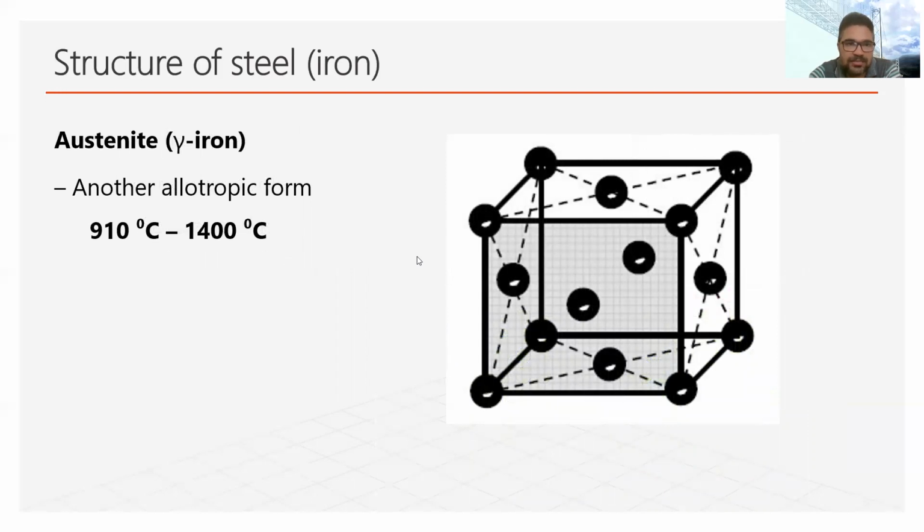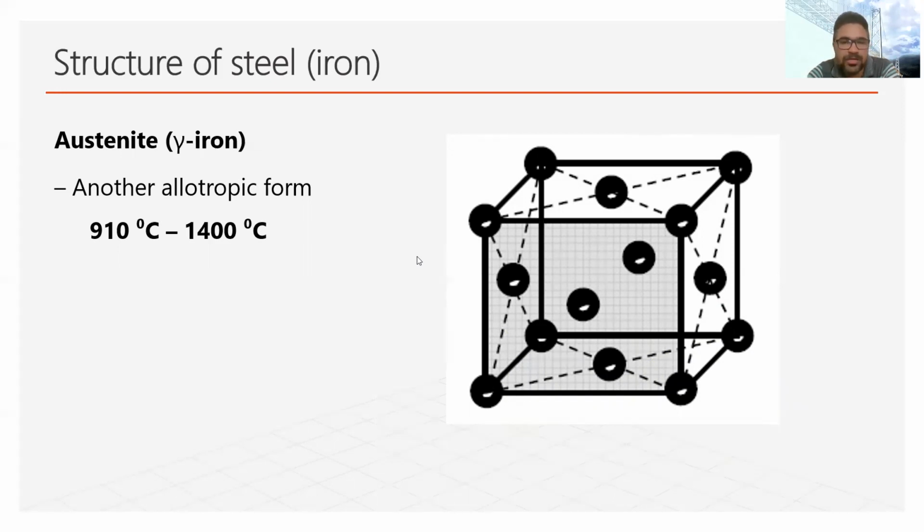Now coming to the next iron, which is called gamma iron. Gamma iron is present between the temperatures of 910 degrees Celsius and 1400 degrees Celsius. This gamma iron is also known as austenite, and austenite has a face-centered cubic structure, also known as FCC. It is stable at temperatures above 723 degrees Celsius and up to 1400 degrees Celsius.